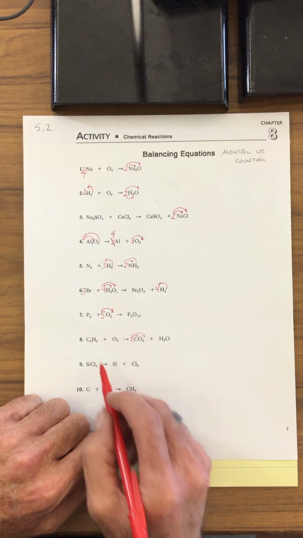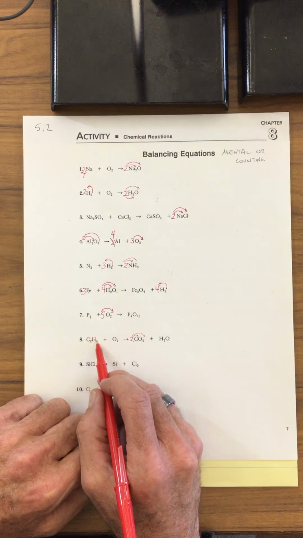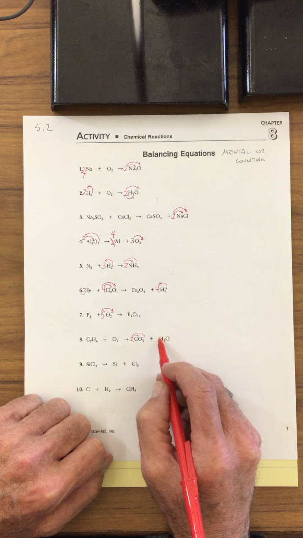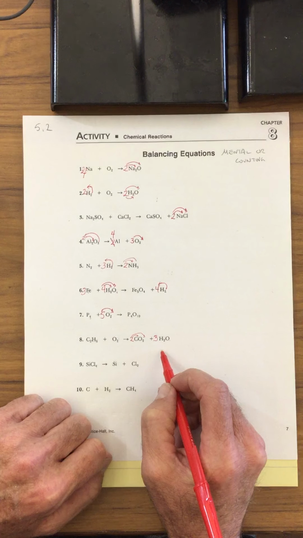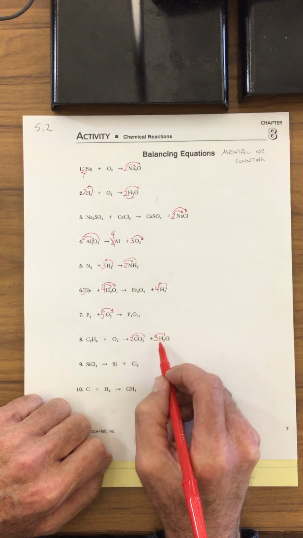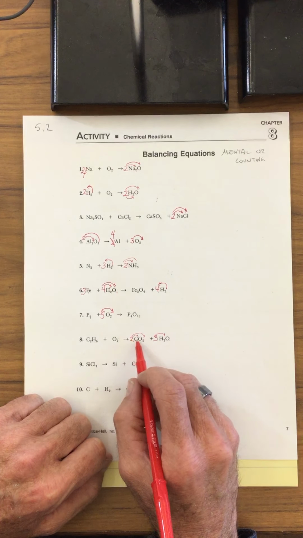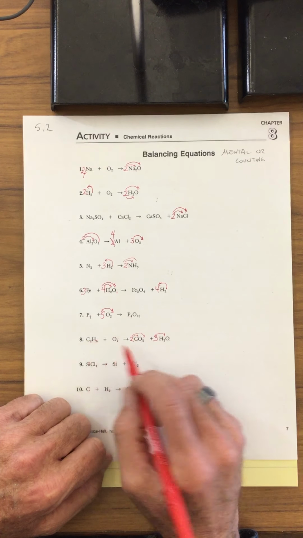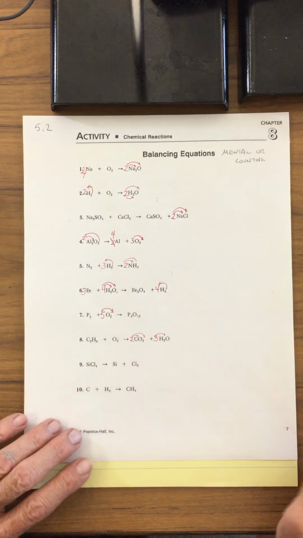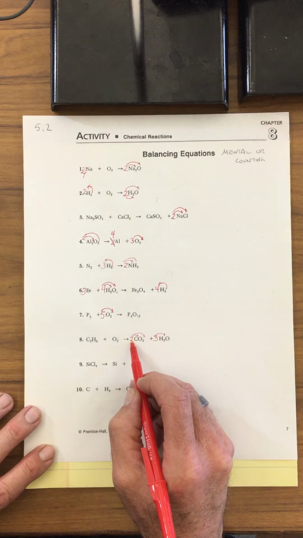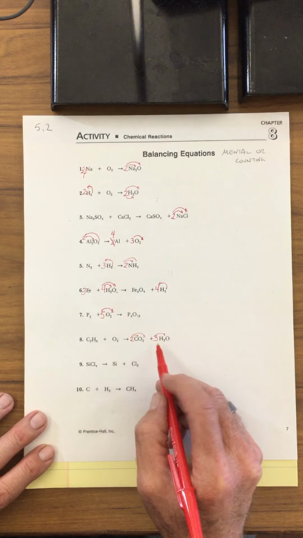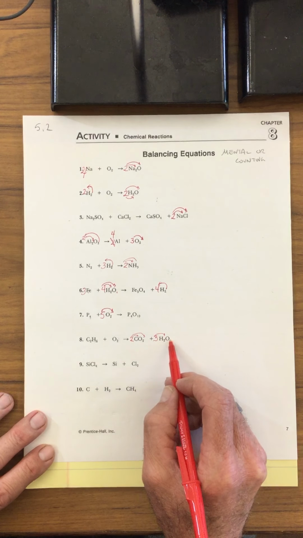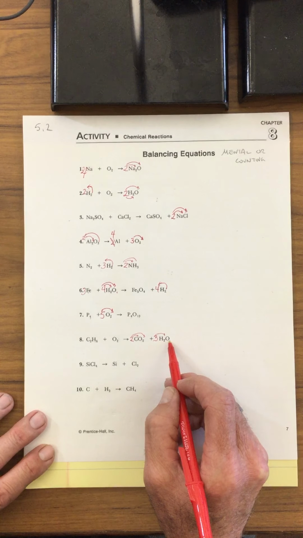So let's do the H's next. Remember, we want to do the oxygen last. So I have 6 hydrogens. 2 times what will give me 6, and it's going to be 3. So 3 times 2 gives me 6 for the hydrogens. 2 times 1 gives me 2 for the carbons. Now let's count the total number of oxygens. I have 2 times 2 right here, which is going to give me 4. And then I'm going to have 3 times 1. That's going to give me 7 oxygens.